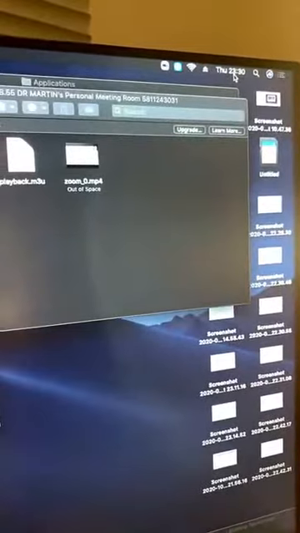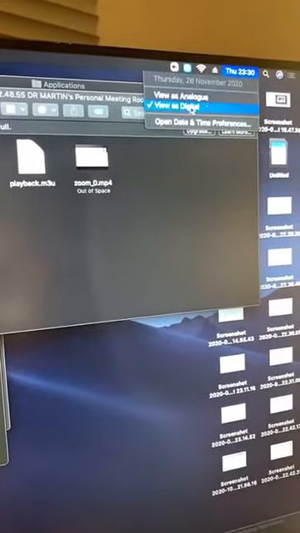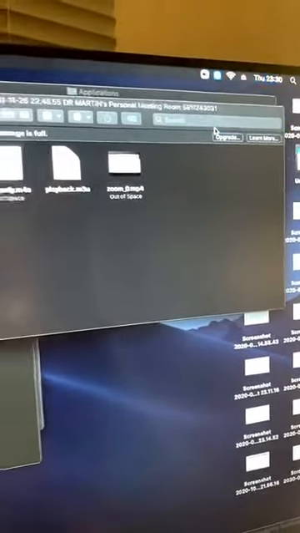Let's see on the other screen. What's the date today, buddy? Let's see. How do I even check my date there? Open time and date preference.